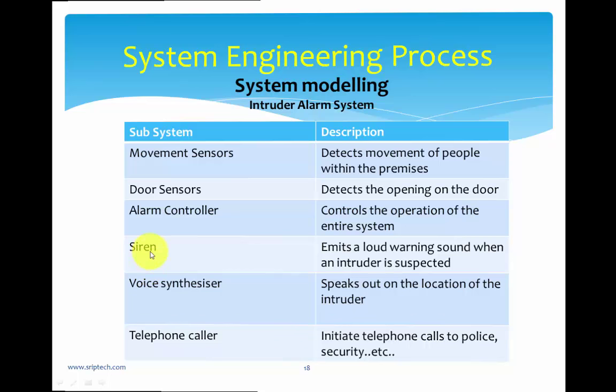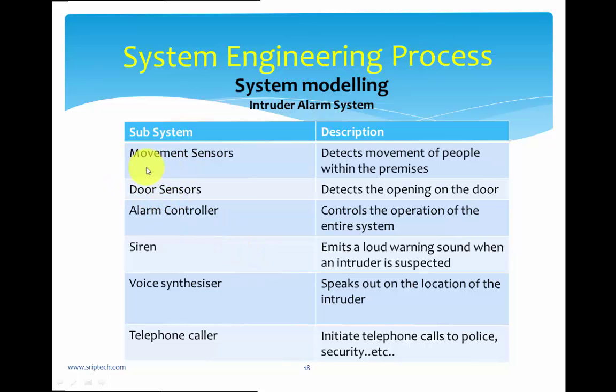And if you are not alert to the siren, or if you are somewhere else and not able to hear it, there could be a voice synthesizer, where the alarm controller will automatically call your mobile and tell you that an intruder has been detected in a particular location of your house. Apart from that, it will also initiate a subsystem called a telephone caller, which will initiate telephone calls to police and security. This is how system modeling is done, which comes in the design of a system. Now you can see that all these are different requirements.